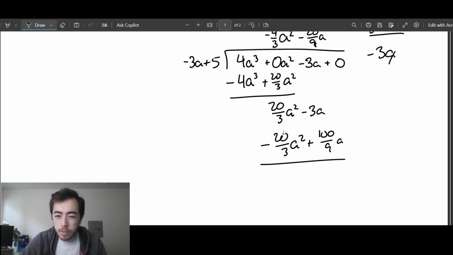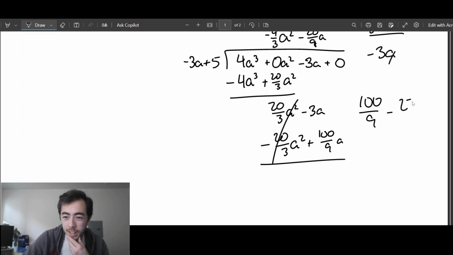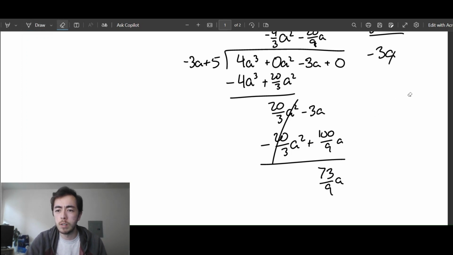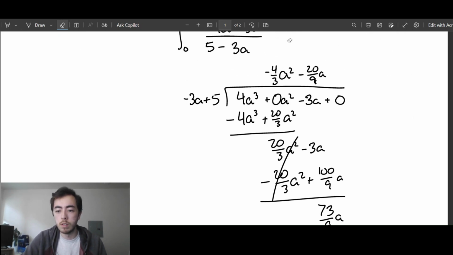I should maybe find a common denominator here. Let's see, 100/9 minus 27/9, I believe is the right way to do it. Yeah, because this is the number 3. So I am left with 73/9a. And so, can I go one more step? Can I get a linear term for this? I think so, right? I will drop down this 0, so I'll have a plus 0 over here.